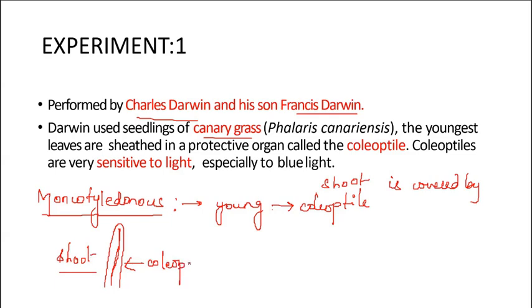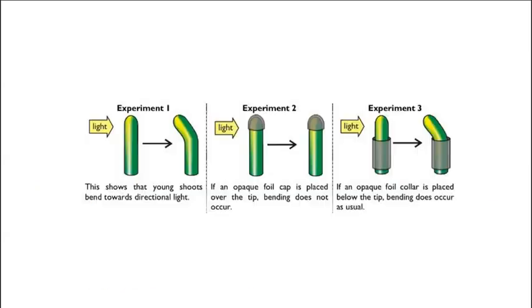The specimen used by them was canary grass, and this canary grass belongs to a family of plants known as monocotyledonous. So all grass family of plants belong to a group named monocotyledonous. Now these monocotyledonous plants, when they are very young, are protected by a covering named coleoptile. In the very young stage their shoot is covered by the coleoptile.